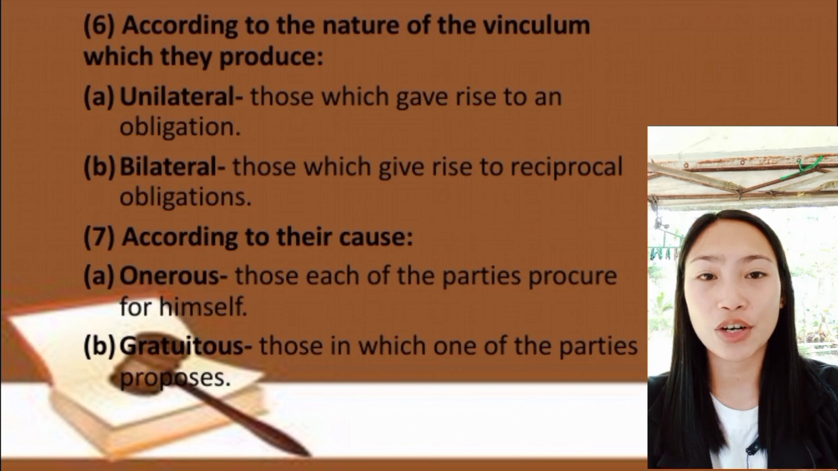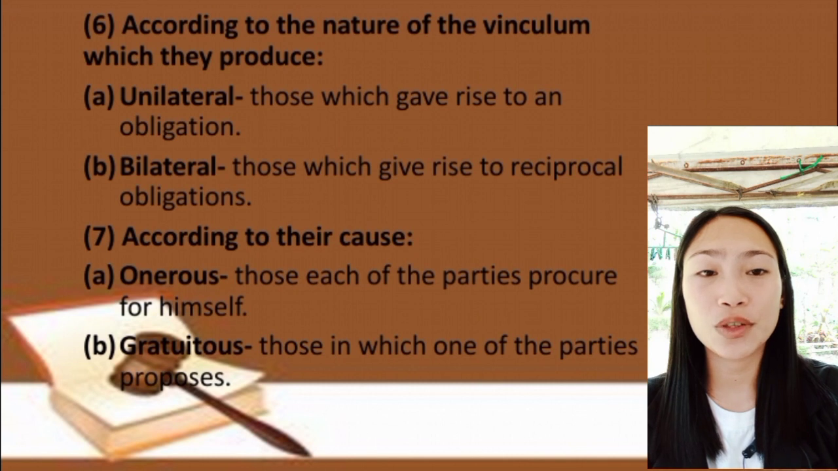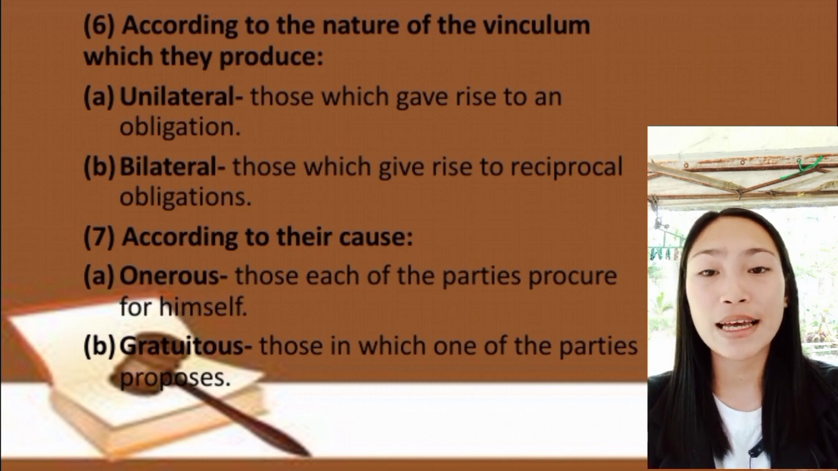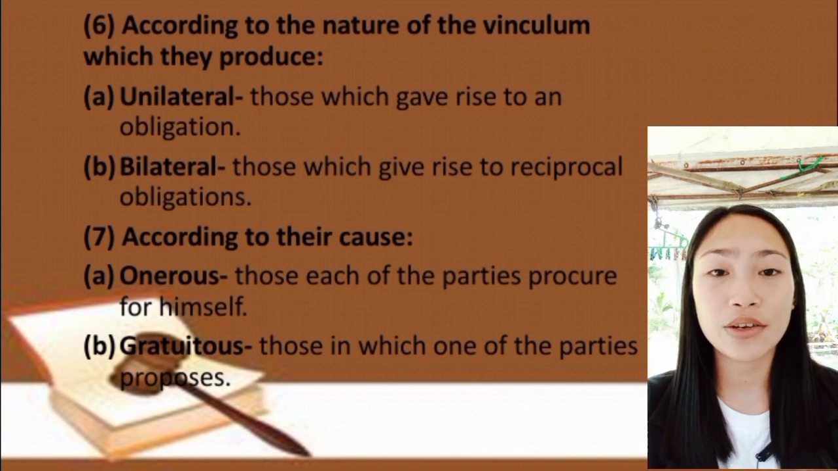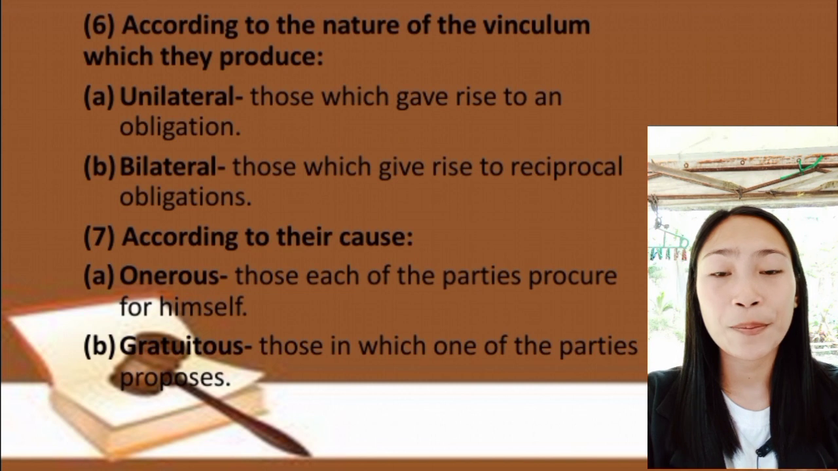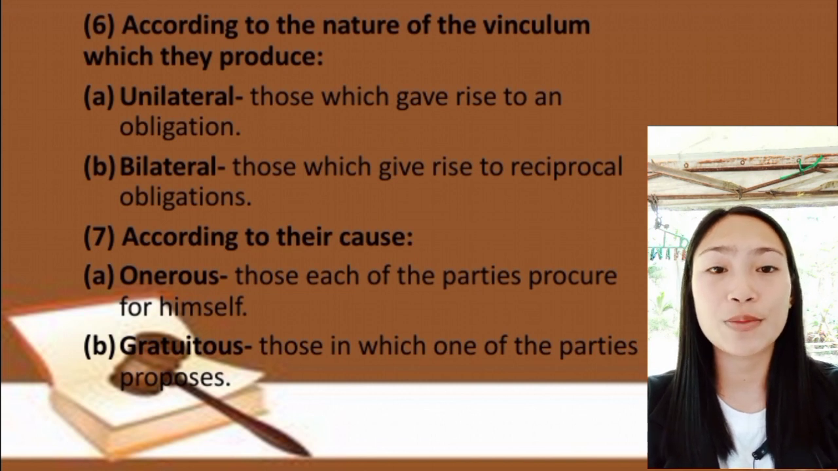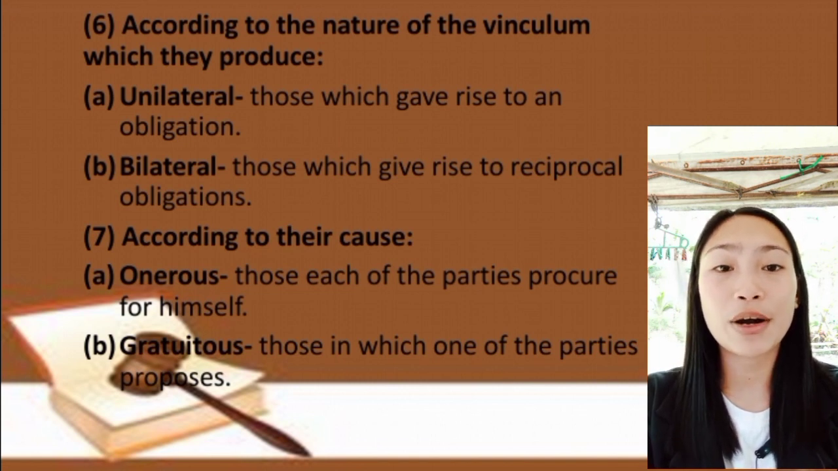So according to the nature of the vinculum which they produce, we have unilateral, those which give rise to an obligation for only one party. Example is commodatum and gratuitous deposit. Then bilateral, those which give rise to reciprocal obligations. Example is sale and lease. Then according to their cost, we have onerous, those in which each of the parties procures a benefit for himself. Example is sale, insurance, common carrier. Then gratuitous, those in which one of the parties proposes to give a benefit to the other.